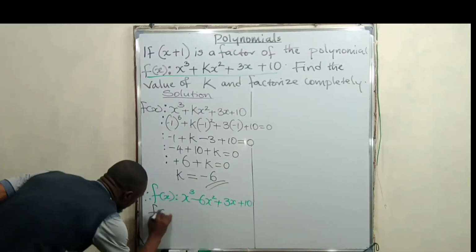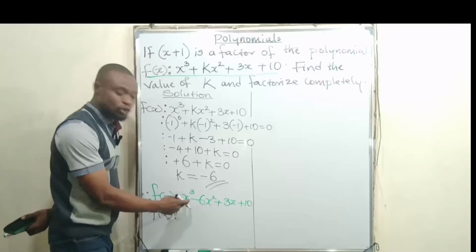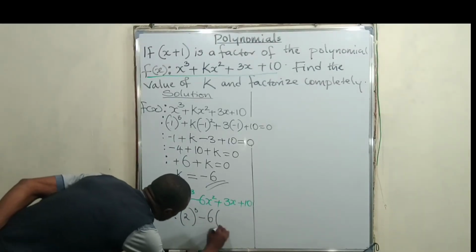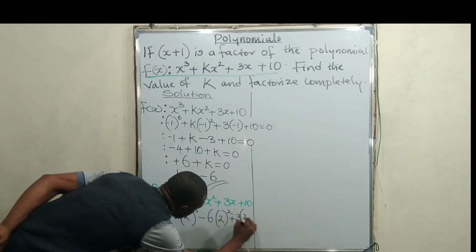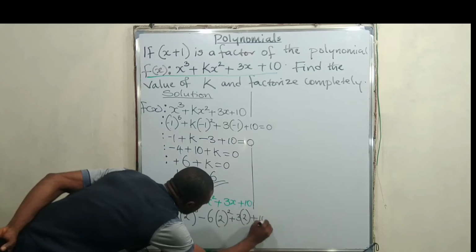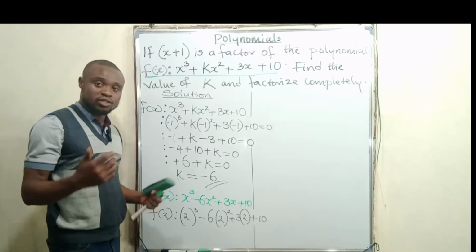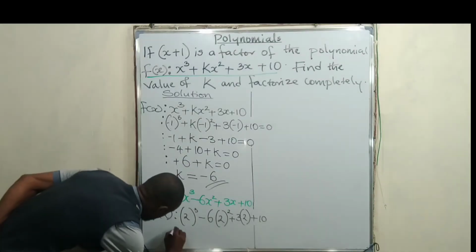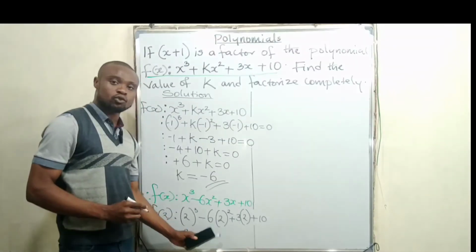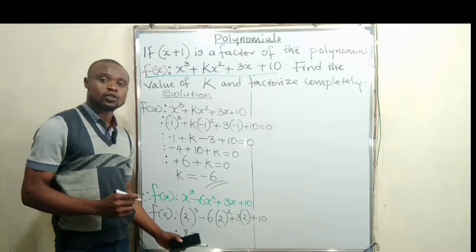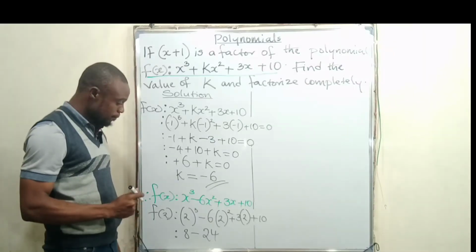So f of 2 is such that, now if we replace this x with 2, we have 2 cubed minus 6 times 2 squared plus 3 times 2 plus 10. Okay, so 2 raised to the power of 3 is just 8, right? So we have 8 here minus, now 2 raised to the power of 2 is 4. 4 times minus 6 is minus 24. Minus 24 there.